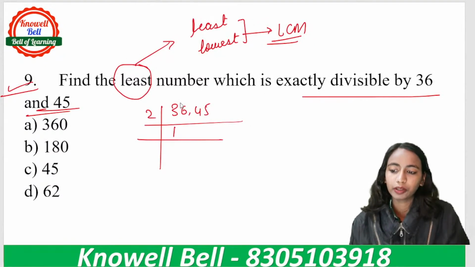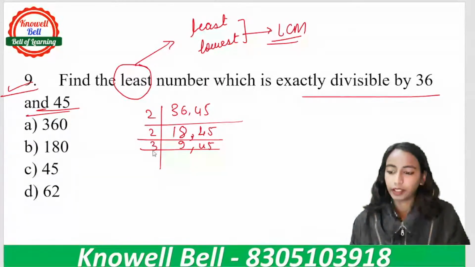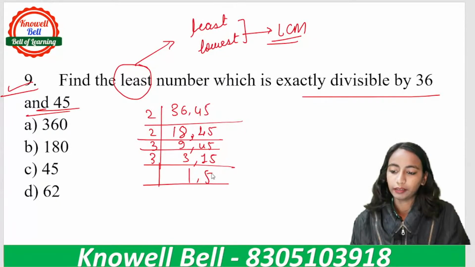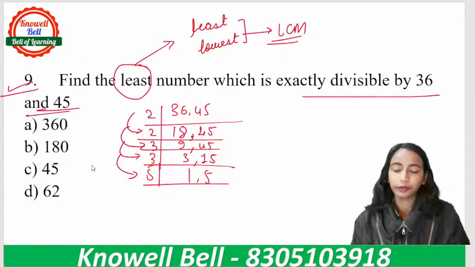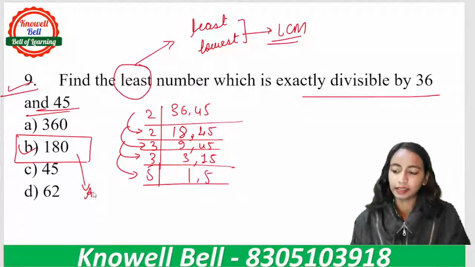So what it will become? 2 you will do. Next we will have 2 nines are 18, then here it will be 45, 3 threes are 9, then 15, then again it would be 3, 1 and 5, and then it would be 5. So 2 twos are 4, 12, 36, 36 into 5. So this way we will do. The answer will come out to be 180. This is our answer for the question.